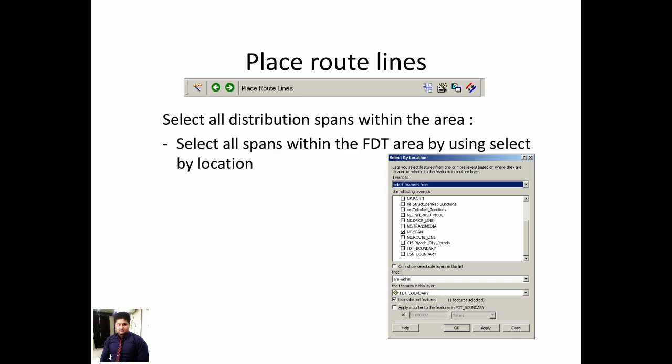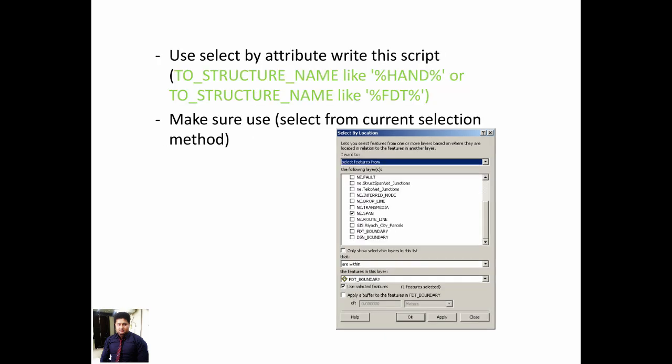Place route lines. Select all distribution spans within the area. Select all spans within the FDT area by using Select by Location. Use Select by Attribute. Write this script: to_structure_name like %hand% or to_structure_name like T%. Make sure to use the Select from current selection method.